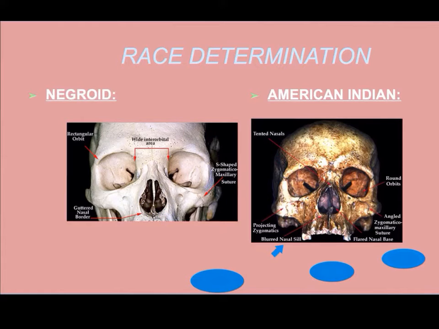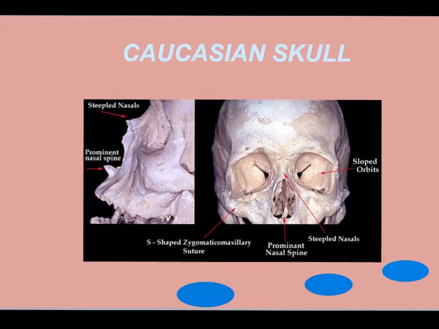Now this one is an American Indian. You'll notice that right here, this is not nearly as rectangular as we see on the African American. It's much more rounded. You'll see an angular zygomatic arch, which is our cheekbone area, and a little bit more of a flared nasal base than we would see in our African American.